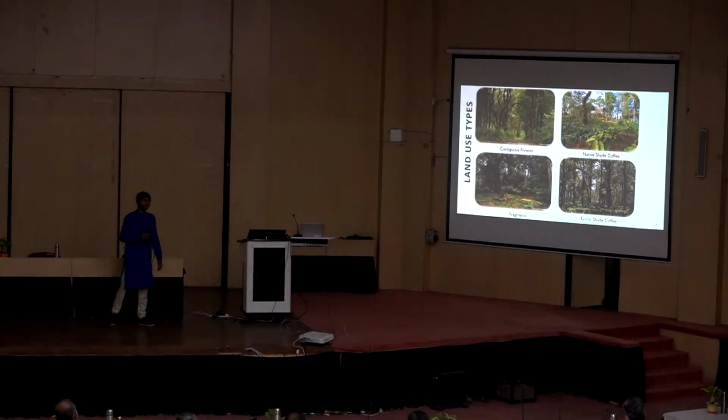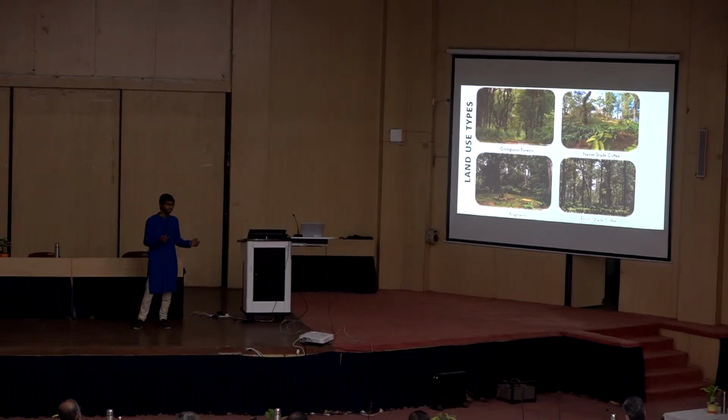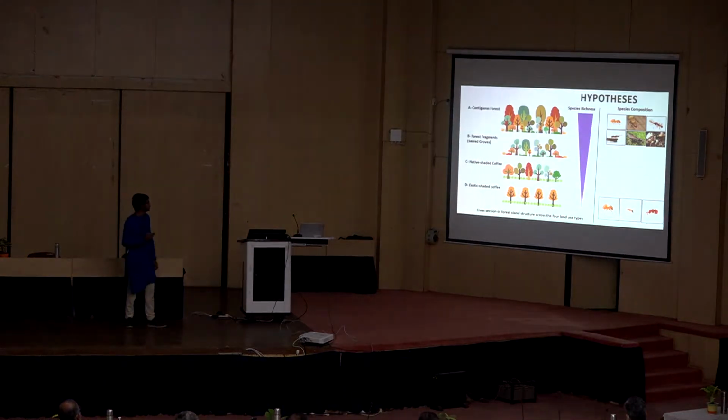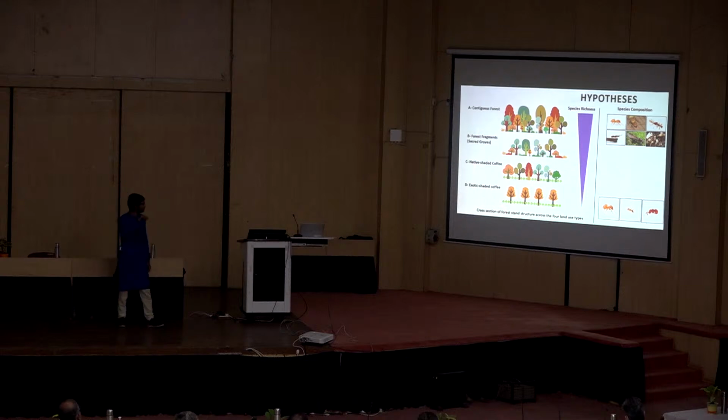The different land use types considered for this study are the contiguous forest, forest fragment, and coffee plantation, which are further of two types: the native shade coffee plantations, which retain the native tree cover of the region, and exotic shaded coffee plantations, which are predominantly dominated by silver oak. I hypothesized that across these land use types, there is a reduction in structural complexity from forest to coffee plantations. So I hypothesized that the species richness will also decrease along this gradient, and so will the species composition change.